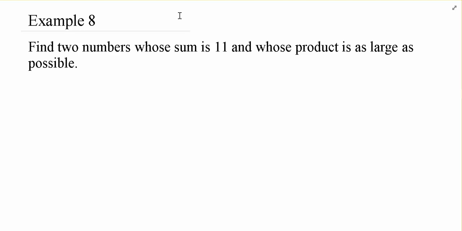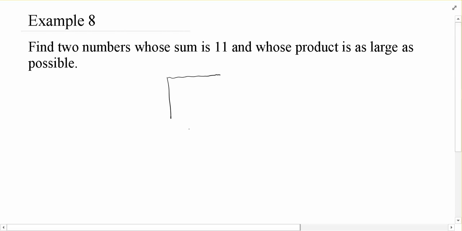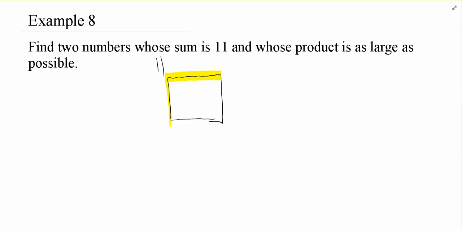We're asked to find two numbers whose sum is 11 and whose product is as large as possible. Now, I'm not asking you to solve the problem this way, but geometrically what that means is let's create a rectangle where from this side to this side, if I add those two sides together, I get 11. This problem is saying make the area as big as possible.